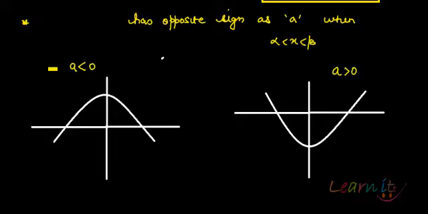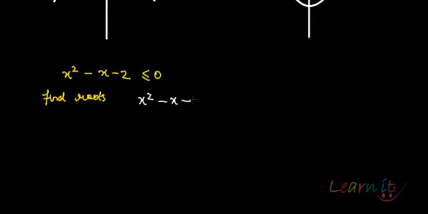Okay. Now let's solve an example and try to understand. Let's solve an inequality. x square minus x minus 2 less than or equal to 0. Then first of all, we should find the roots. So let me just solve this for you. So let's look at x square minus x minus 2 equals 0.